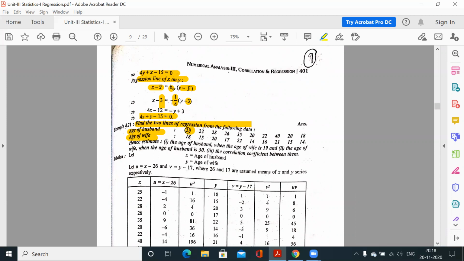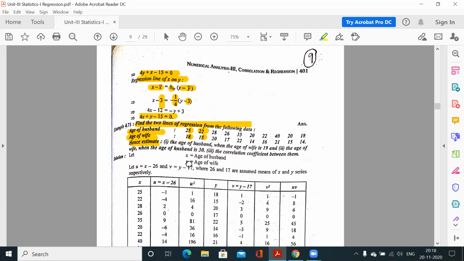So this is husband's age. This is his wife's age. This is the second husband's age and his wife's age. So this is that data. Next, hence estimate. So this is the main question.